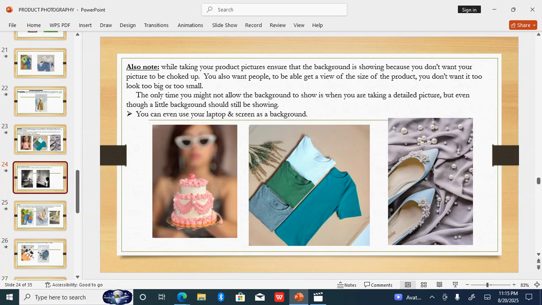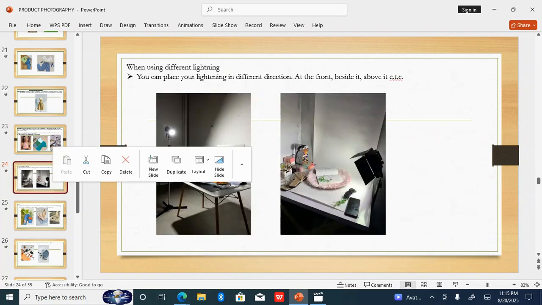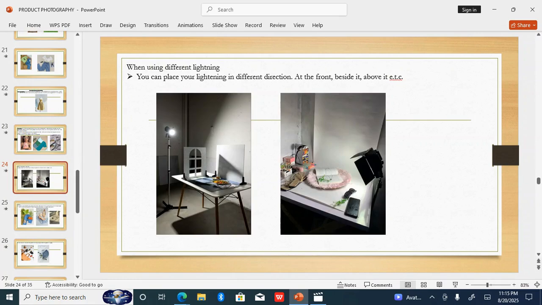And also, how do you place your lighting on your product picture? For someone that is just using one light, ensure that your light is directly on the product itself. Like this picture on the right hand side, you can see how I bend the LED light so that it will shine directly onto the product. You can also see this one too. The person had to bend because he's just using one light.